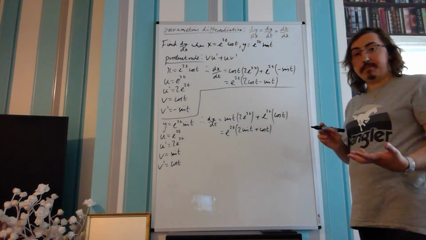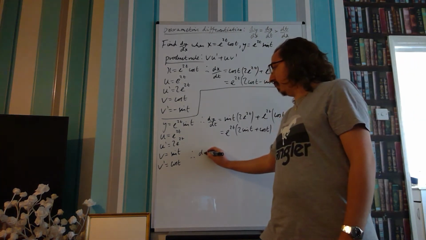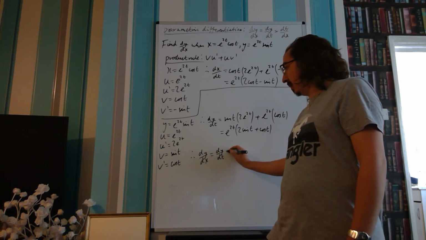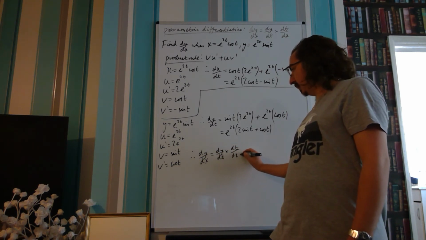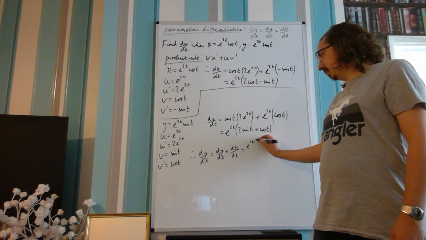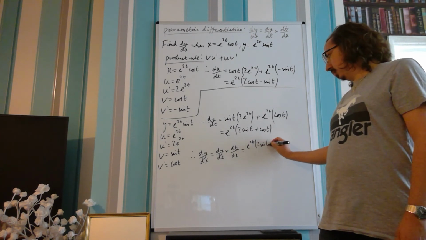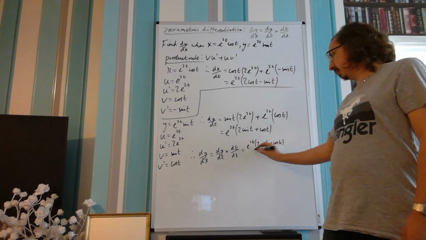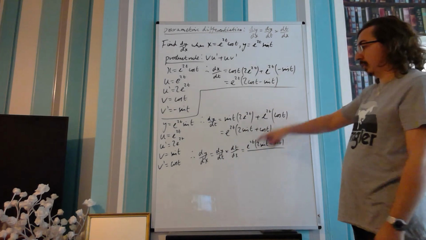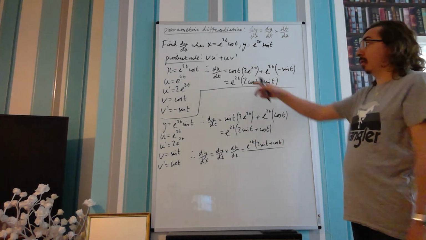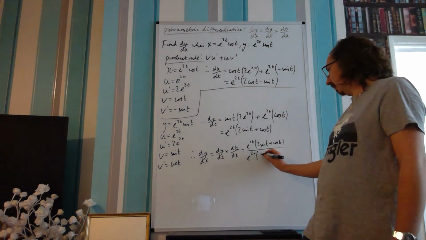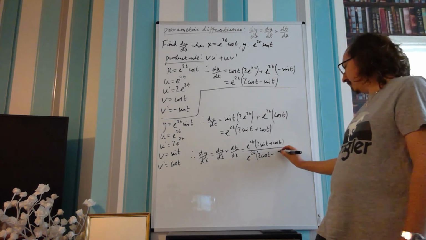So, finally then, we can say, therefore, dy by dx, which is equal to dy by dt times dt by dx. Our numerator, dy by dt, is e to the 2t times 2 sin t plus cos t, over our denominator, which is multiply dt by dx, or we're dividing by dx by dt then. So e to the 2t times 2 cos t minus sin t.